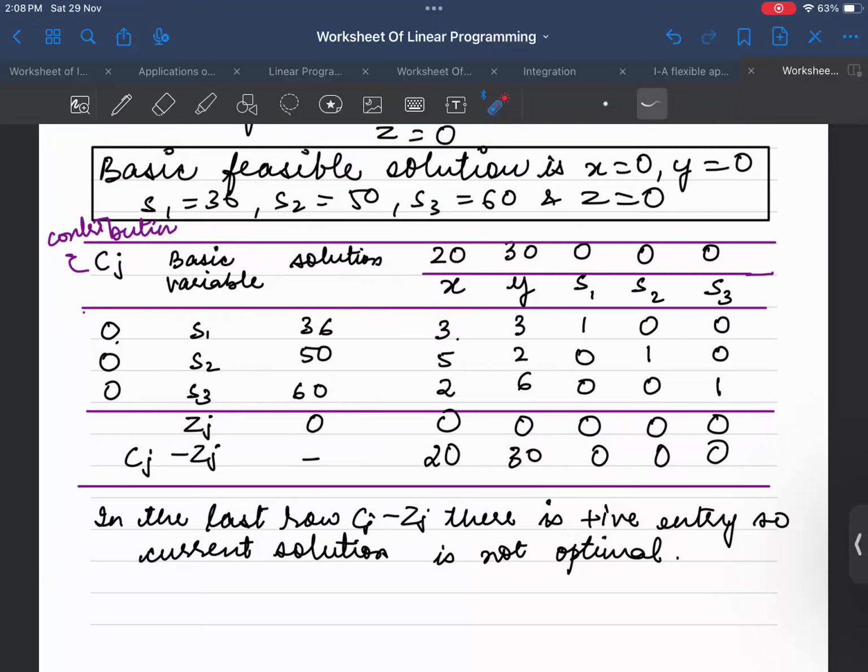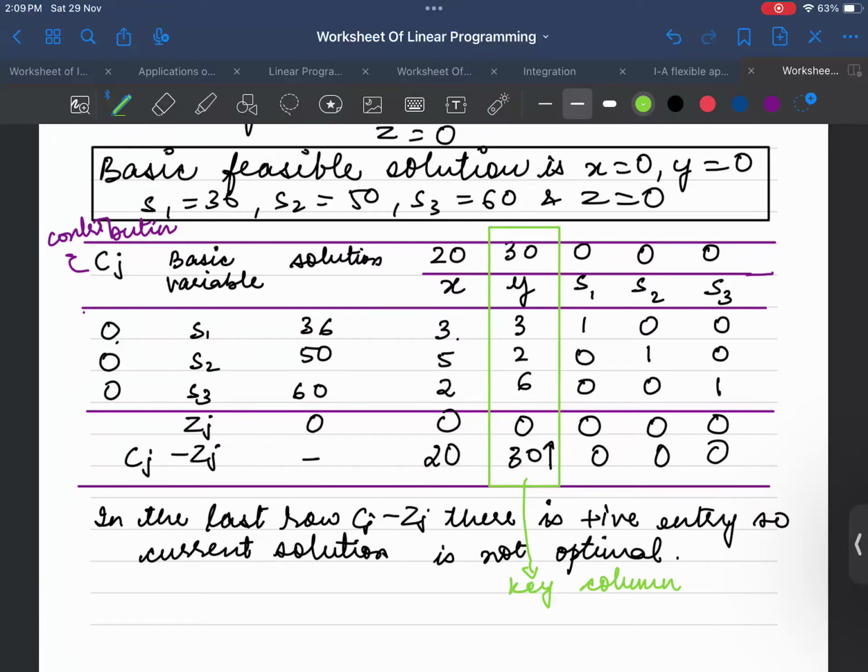And we know if we replace it by x, it would be 20 contribution. If we replace it by y, it would be 30. So what we will do is, we will say which is the highest, this one. We want to replace it with it. Or I can say, this is my key column. This is my key column, and this is my entering variable also, y.